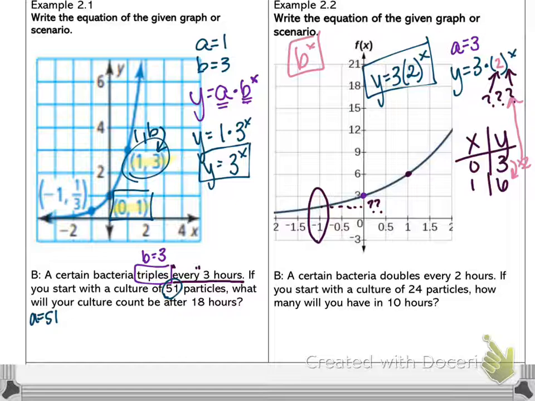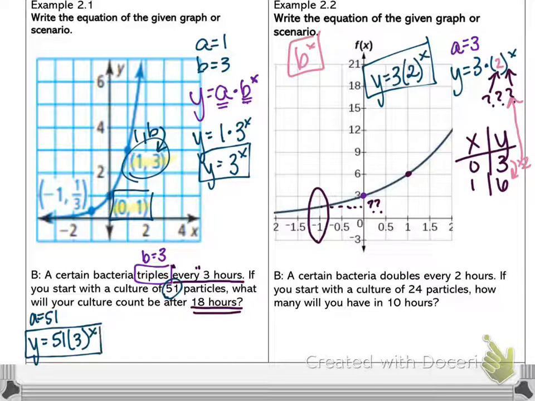What will your culture count be after 18 hours? So I still have that 18 hours and that 3 hours I got to figure out. But for now, I can create my equation pretty easily. It should be y equals 51 times, actually let me use parentheses, times 3 to the x power.